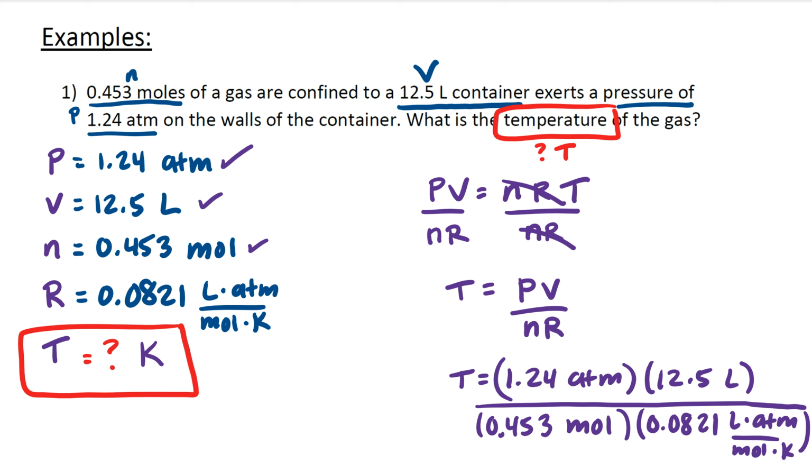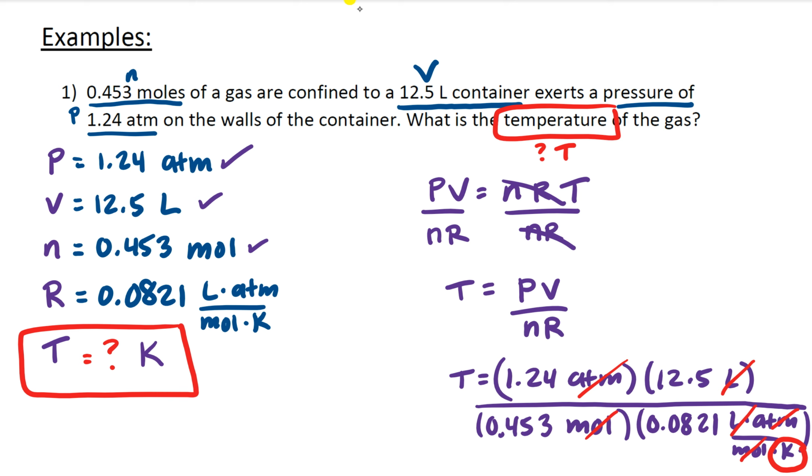So we plug in our variables, and I am putting the units here just so you guys can see that they're going to cancel out. I got atm here on the top, cancels out with those atms on the bottom. Same thing for the liters and same thing for the moles. So this also is another way that you can figure out the unit that should be on your final answer. In this case, it's going to be Kelvin for temperature.